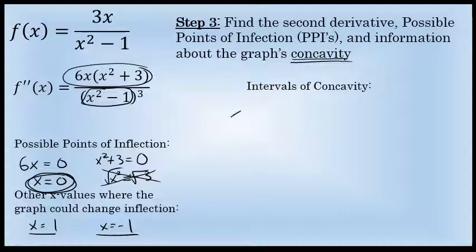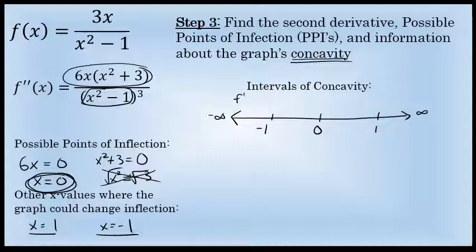So I'm going to again make a number line, and this number line will include negative 1, 0, and 1. It breaks the domain of the function apart into, this time, 4 intervals. An interval from negative infinity to negative 1, negative 1 to 0, 0 to 1, and 1 to infinity.